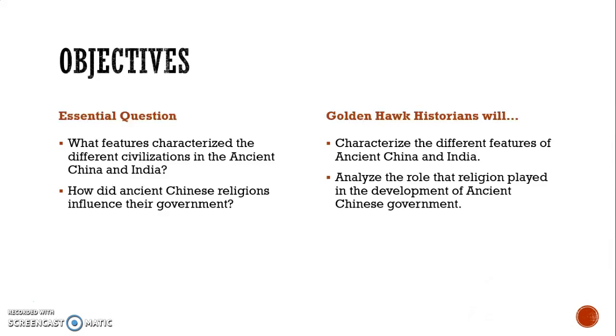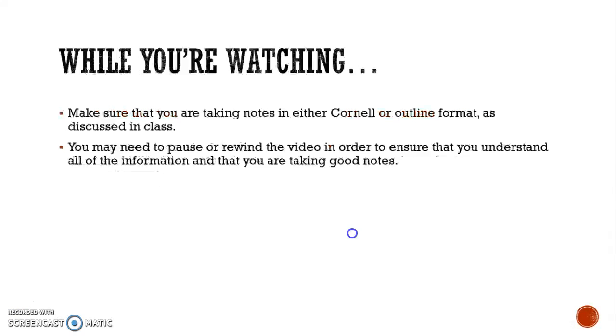The essential questions that we're going to answer in this video are: what features characterize the different civilizations in ancient India and China? And how did ancient Chinese religions influence their government? Golden Hawk historians will characterize the different features of ancient China and India. Golden Hawk historians will analyze the role that religion played in the development of ancient Chinese government.